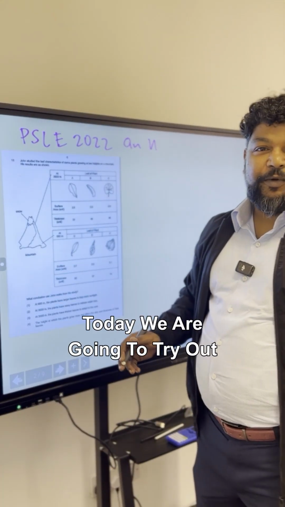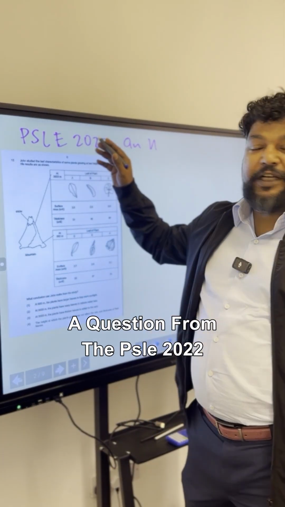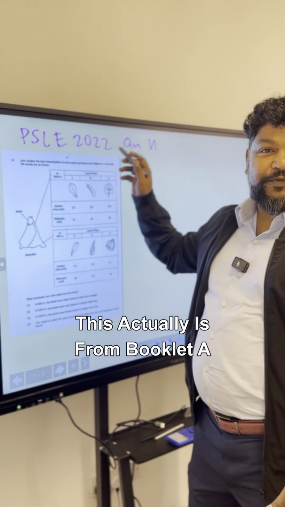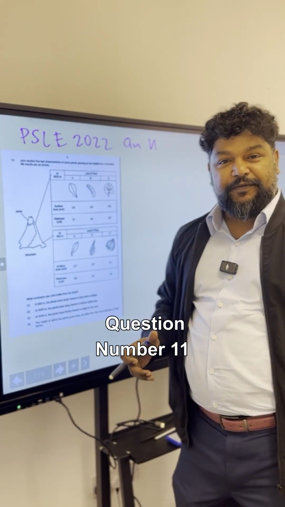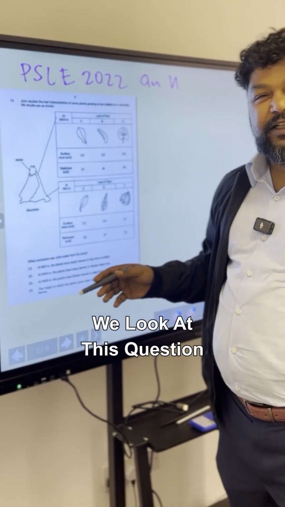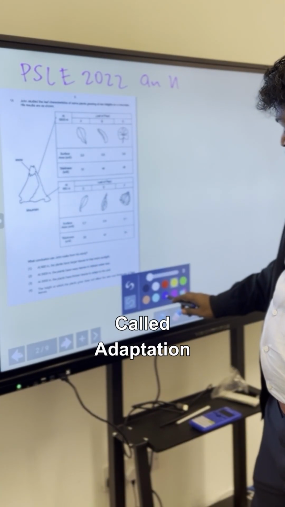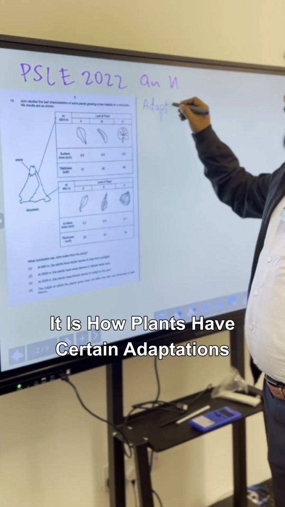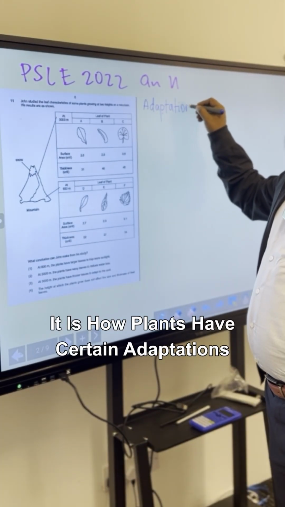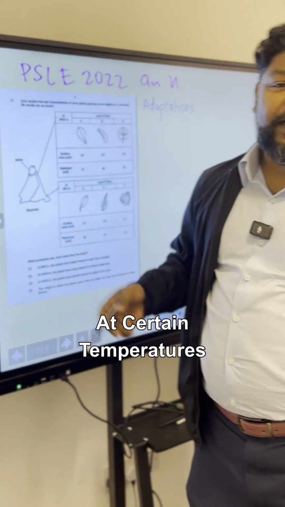Okay, so today we're going to try out a question from the PSLE 2022. This actually is from Booklet A, question number 11. Now, at first glance, it looks like a non-routine kind of question. This is actually from the topic called adaptation. It is how plants have certain adaptations in order to survive at certain temperatures.